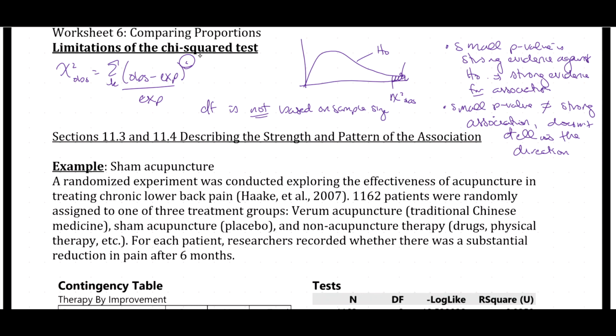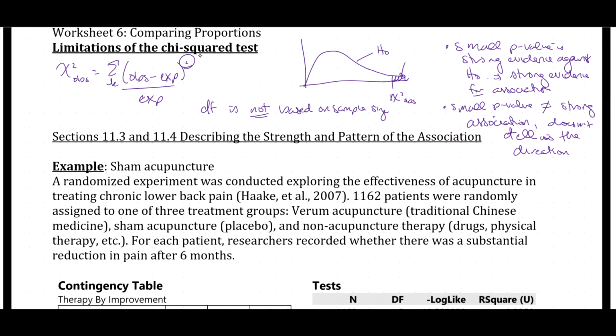So if there is a change in the proportion when we go from one category of the explanatory variable to another, it just means we have evidence that a change is occurring, but we don't know the direction of the change. And again, we don't know how big that change is.